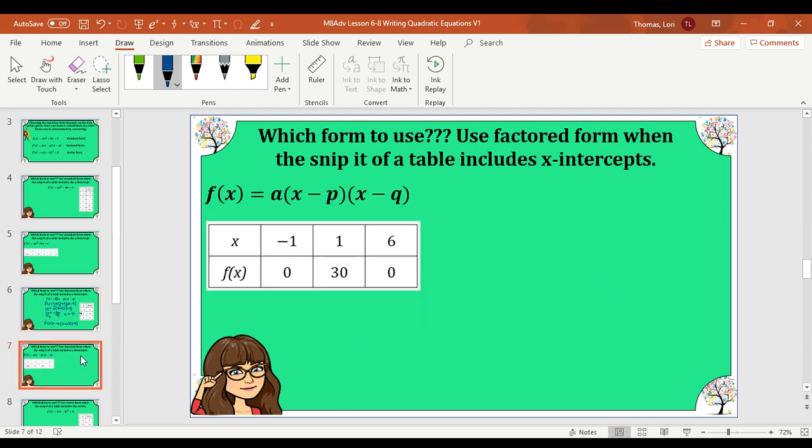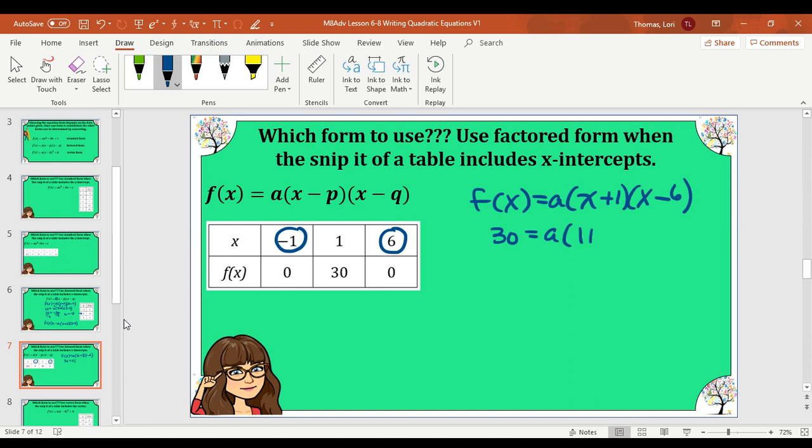Let's do one more. Okay, again, we're going to use factored form because I know my zeros. We're going to use 1, 30 to plug in for our x and f of x. So let's first just start out plugging in our p and our q. So it's x minus -1, which is x plus 1, and then x minus the positive 6. Now let's plug in 30 for our f of x. Let's plug in 1 for x. Everywhere you see an x, you're going to plug in 1.